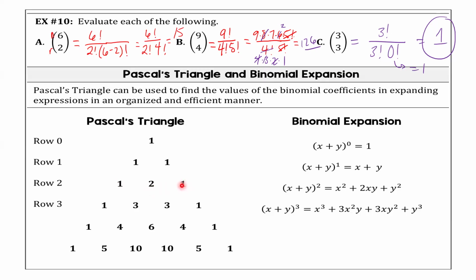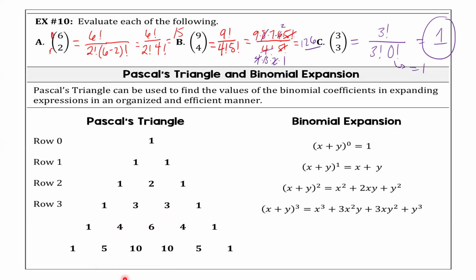Okay, now we're on to row 3. So row 3, 1 plus 2 makes 3. And then 2 plus 1 makes 3. And that makes row 3. Then it keeps going on to row 4: 1, then 1 plus 3 makes 4, 3 plus 3 makes 6, 3 plus 1 makes 4, and then it keeps going. So this would be our row 4, row 5, row 6, and it just keeps going.